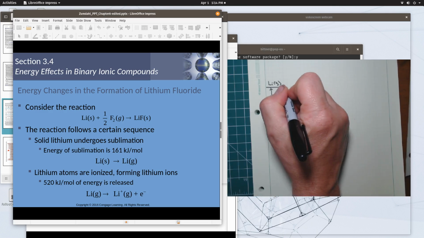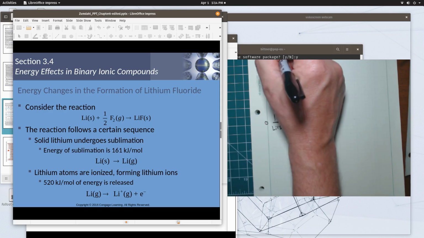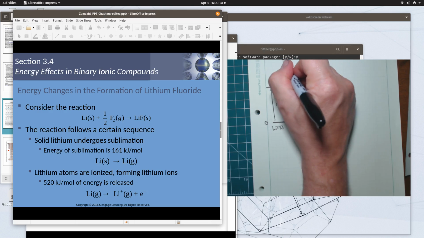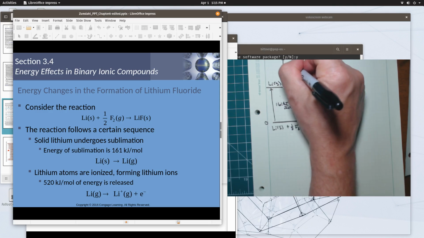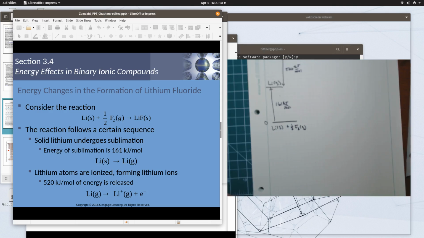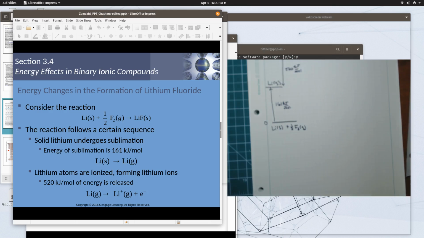And that requires another 520 kilojoules per mole. Okay, so that is the energy to take that right there. And this is in the gas phase. So the notes are wrong. Energy isn't released. Energy is required to do that.